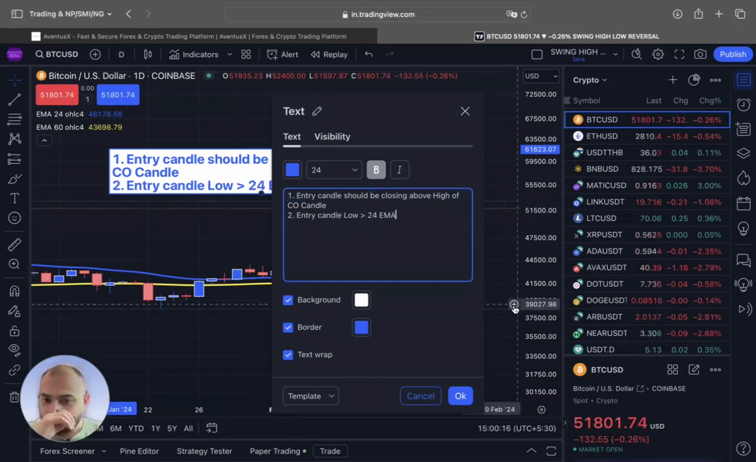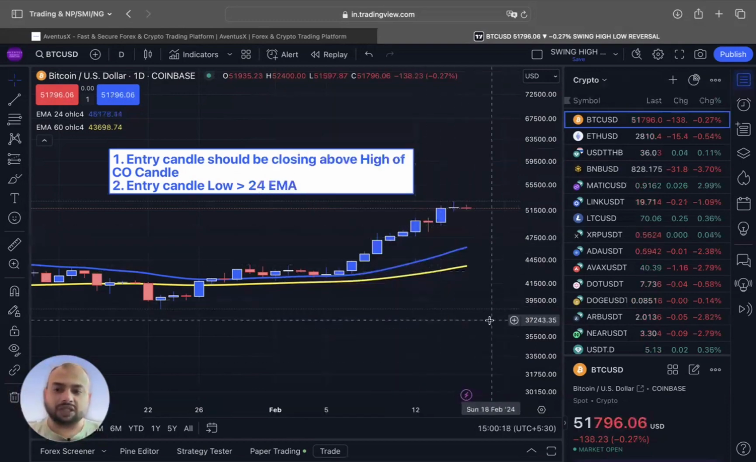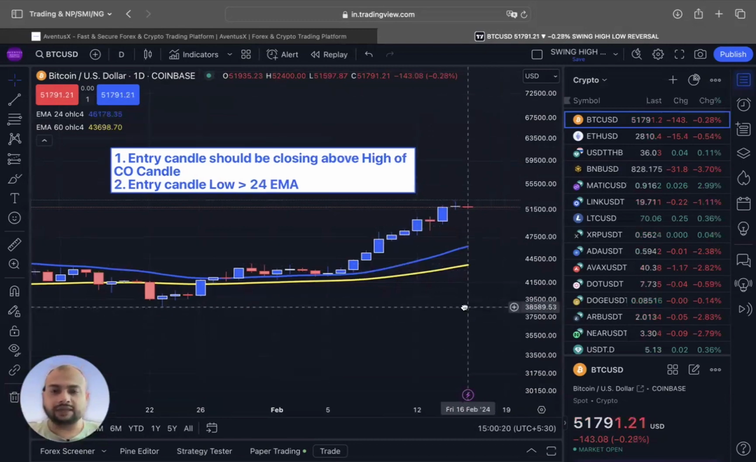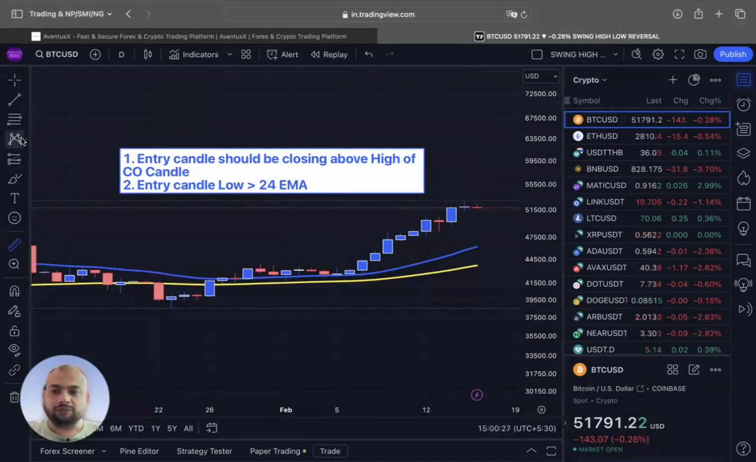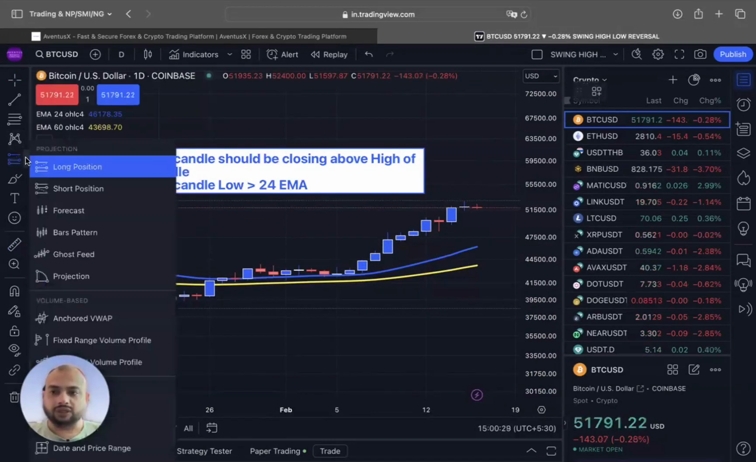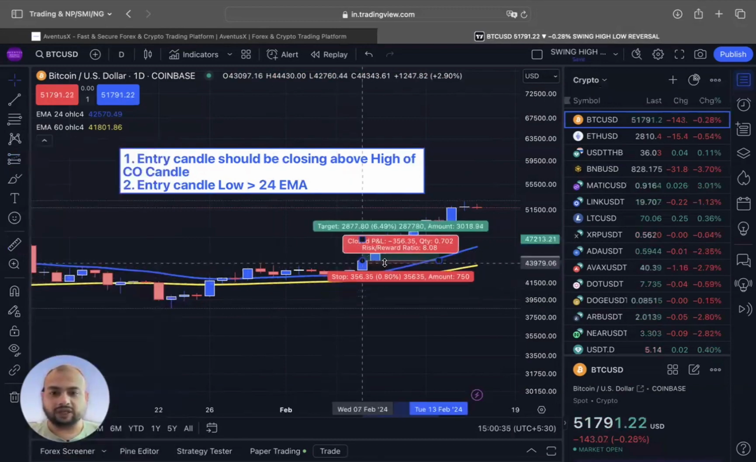Okay. If these two parameters are fulfilled, that means that you have got a great setup. Now, how can you keep the trade? Let's look at what trade position you can consider if you get this kind of entry level or entry setup. So you need to keep the stop loss at the 24 EMA.